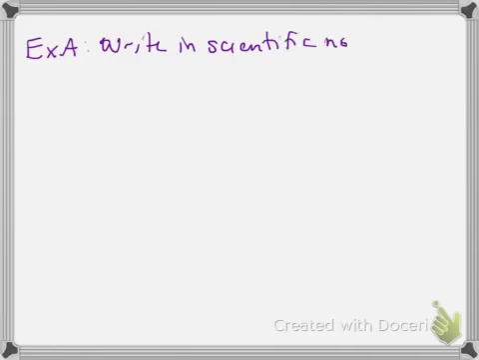So, example A. Let's write in scientific notation. Okay. So, part A on this, let's do 34,000. So, this number, technically, has the decimal point after the last zero. So, we have our decimal point there.